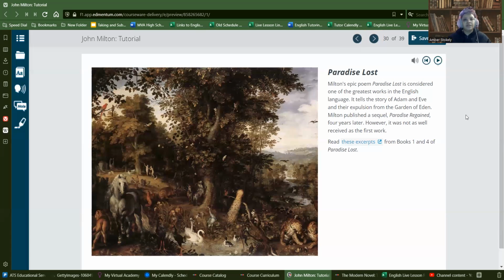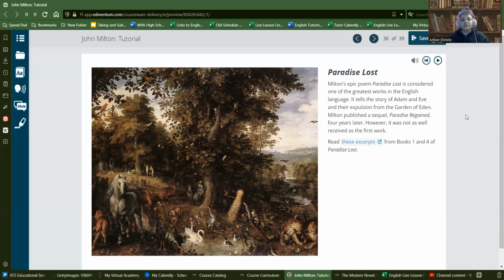Okay, so now we're finally at Paradise Lost. Dun, dun, dun. This is the big one. We're not going to have you read the entire story because that would be ridiculous, but there are a couple of excerpts from books 1 and 4 that they're going to have you read. We talked about this already with the syntax and the enjambment, but here's some more information about it.